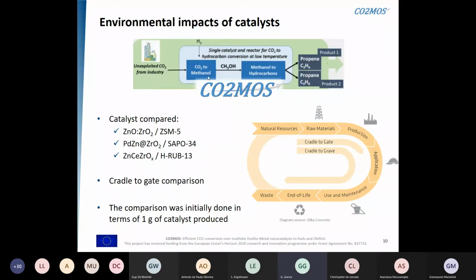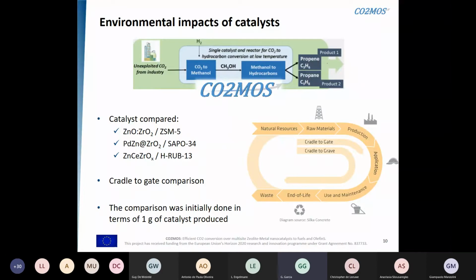So to transform CO2 into propane and propene in one single step, we need catalysts. And these three are the shortlisted catalysts that we identified in the project. And as you can see, each catalyst is actually formed of a pair of catalysts.